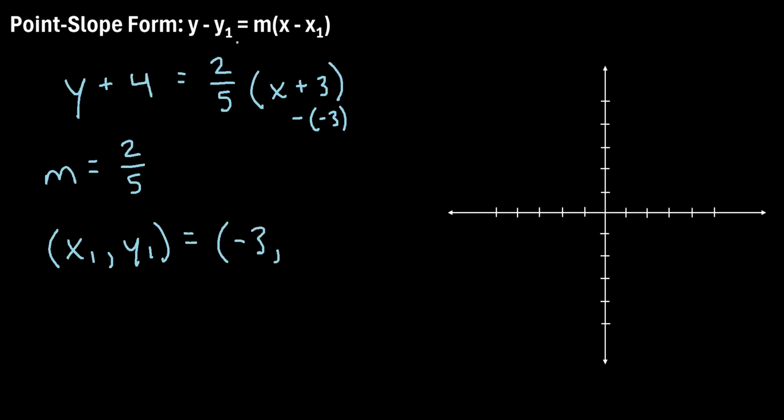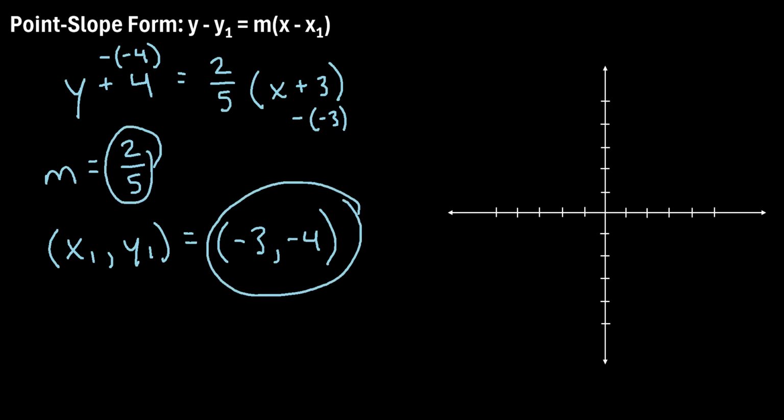And then our y1 value, so that's the value being subtracted from the y in the equation. So we have y plus 4, that's the same as y minus a negative 4. So the y value being subtracted is a negative 4. So let's write that, negative 4. So we have our slope and we have a point on the line. So we have everything we need to graph this line.